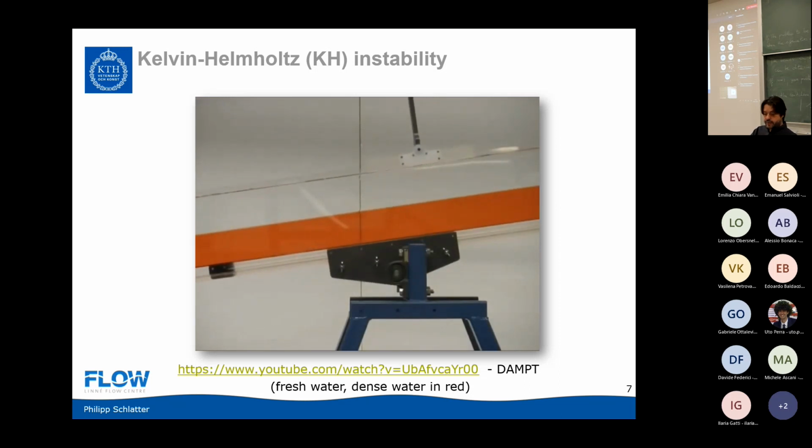Now of course you see that again. So we have slow exponential growth. Now you see it, this very nice structure, this roll-up of vortices, but then very quickly it becomes turbulent. But these types of structures you see all the time whenever you have two fluids shearing with each other.